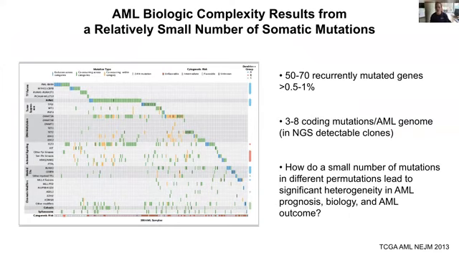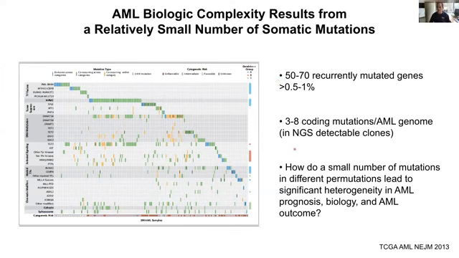But on the other hand, from a genetic perspective, AML is a pretty simple disease. This is the data from TCGA, which makes a couple of really important points. The first is that there are only 50 to 70 recurrently mutated genes at more than 0.5%. So the world has developed reagents to study basically every recurrently mutated AML gene. The second is there are only 3 to 8 coding mutations per AML genome, at least within the coding genome at NGS detectable levels. And what that means is that there's tremendous complexity in the disease with genetic simplicity.